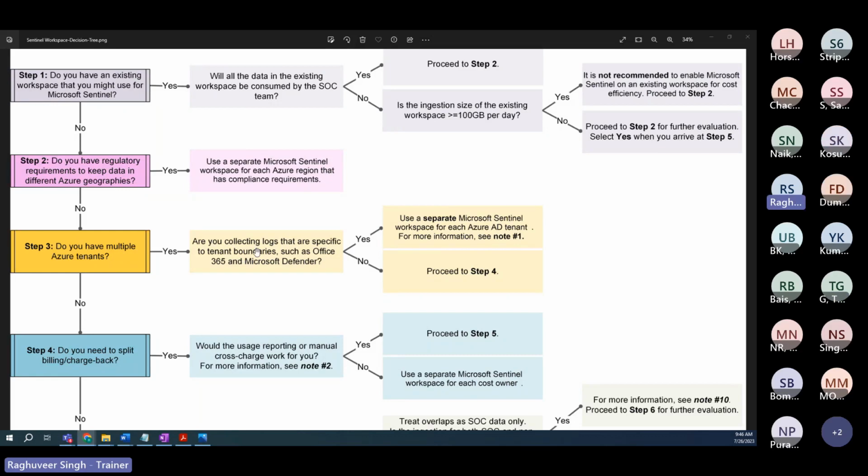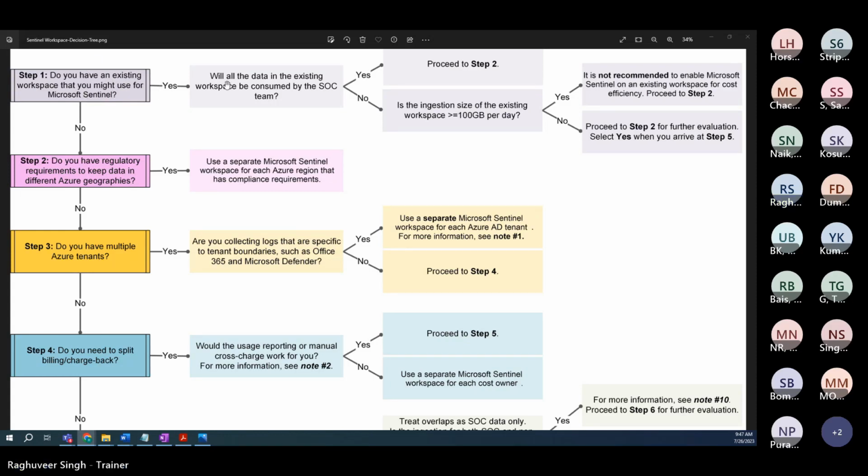So with the help of this decision tree, let's design our Sentinel workspace architecture, which is the first step to build Sentinel. This decision tree will ask you certain questions, and based on the answers to those questions, you will be able to put together a design for the workspace. For example, the first question is, do you have an existing workspace that you might use for Microsoft Sentinel? Do you have an existing workspace?